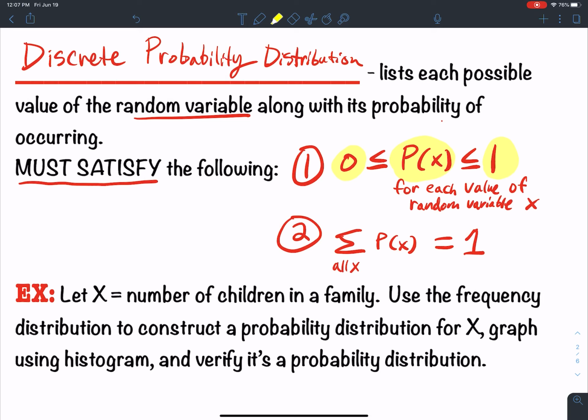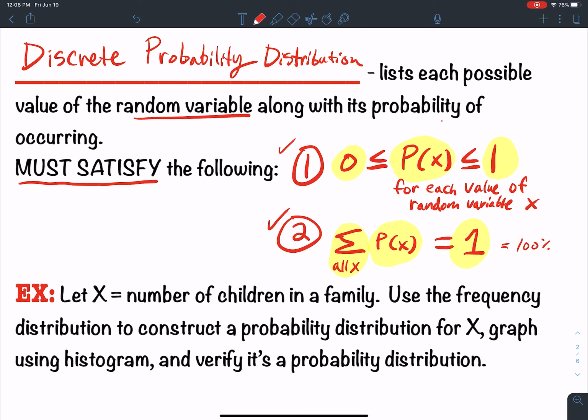The other thing you think about is if you consider all the possible things that can happen and you add them all up, it should add up to 100%. When you add up the sum of all the probabilities, it is equal to 1, which is 100%. So that is the idea for a discrete probability distribution. We have to satisfy these two things for it to be a discrete probability distribution.